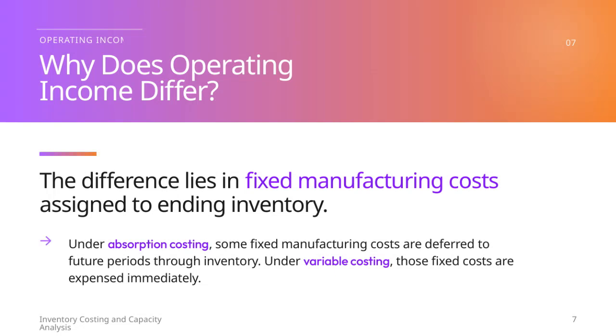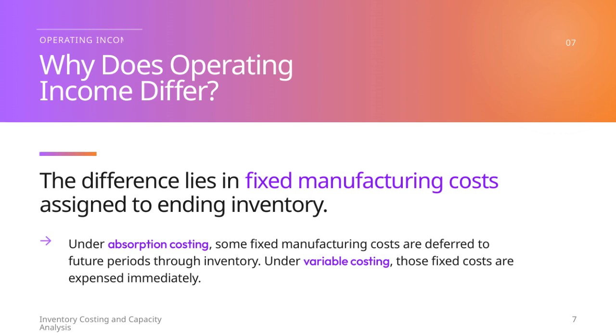Now, let's focus on why operating income can differ between absorption costing and variable costing. The key difference lies in how fixed manufacturing costs are treated with respect to inventory. Under absorption costing, a portion of these fixed costs is allocated to the units produced and included in ending inventory.